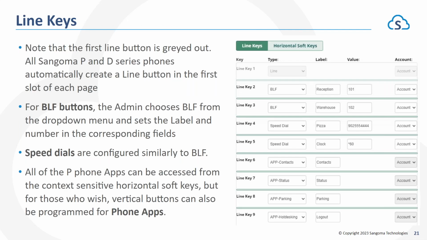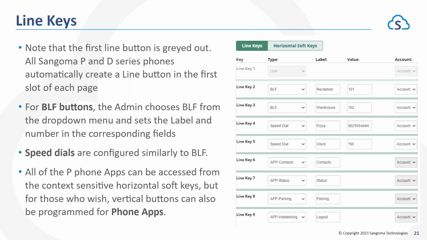So let's see what the line keys look like. First thing you'll note is that the line key 1 is grayed out. That's unconfigurable. And the reason for that is that all P-Series phones have the first line key dedicated for the SIP account registration. So a single SIP account will disable line 1. If I had multiple accounts, such as two SIP registrations, then line key 2 would also be unusable for anything other than line key for account 2.